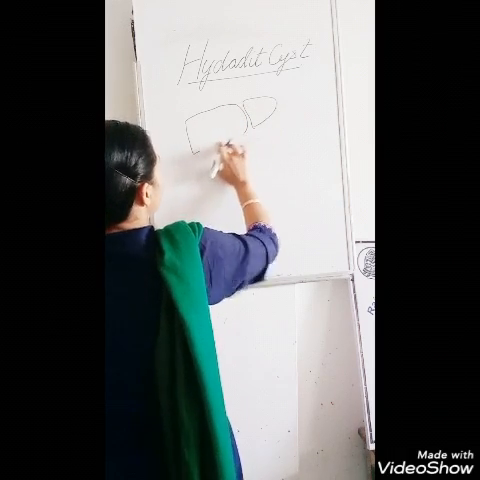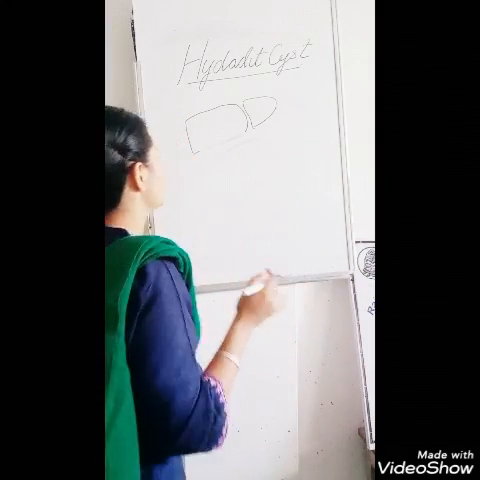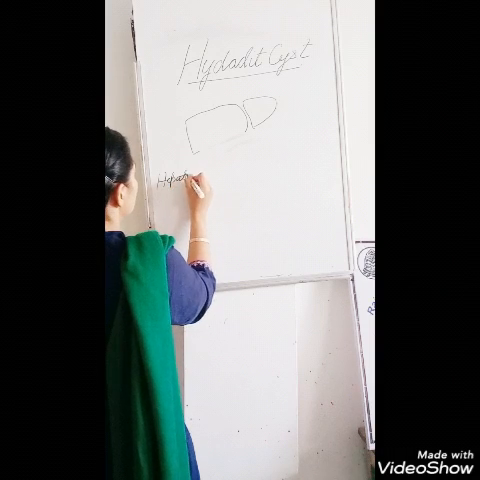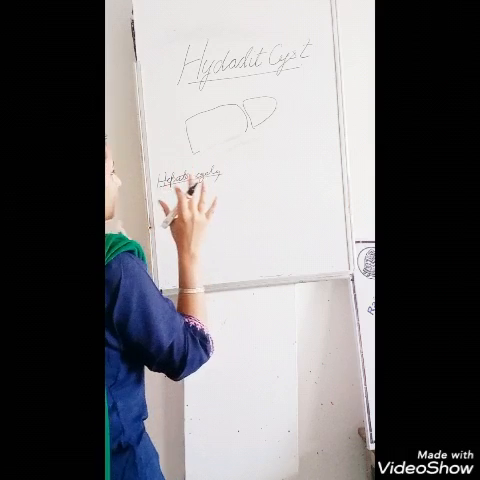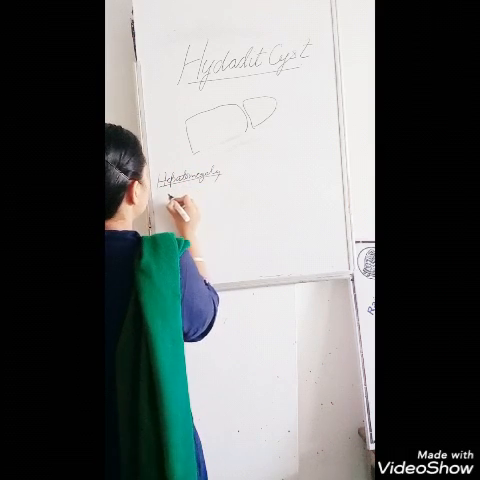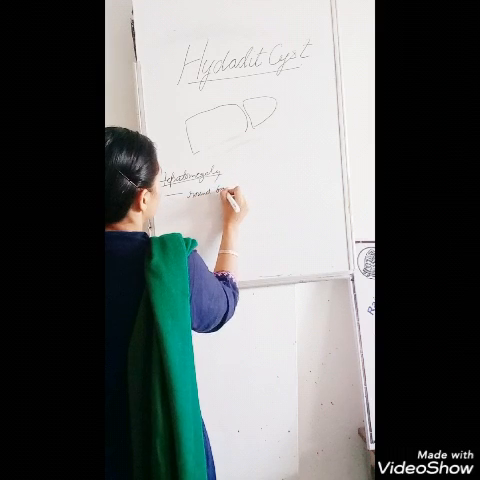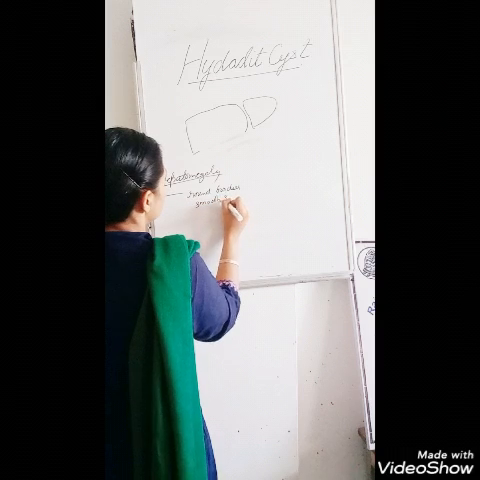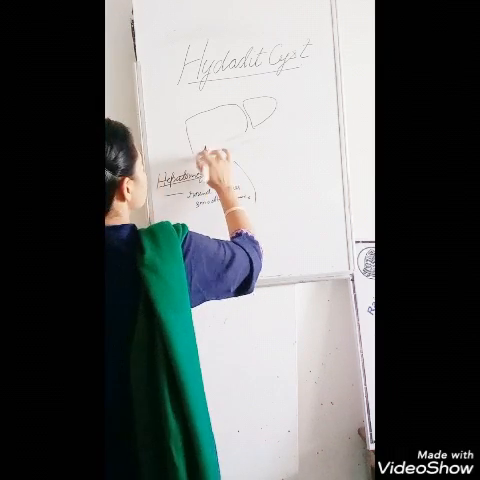This will keep growing on, so the size of the liver will also increase. So there will be hepatomegaly. In clinical features you will notice hepatomegaly: liver with increased size, with round borders and smooth surface.